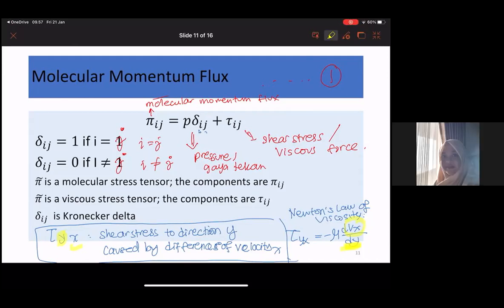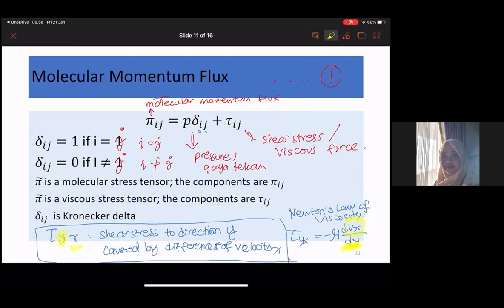Okay, let's try to move on. So this is the molecular momentum flux, and you will find this a lot. Later on we can consider if there would always be shear force, and also if there is a pressure, then we can accommodate this one.